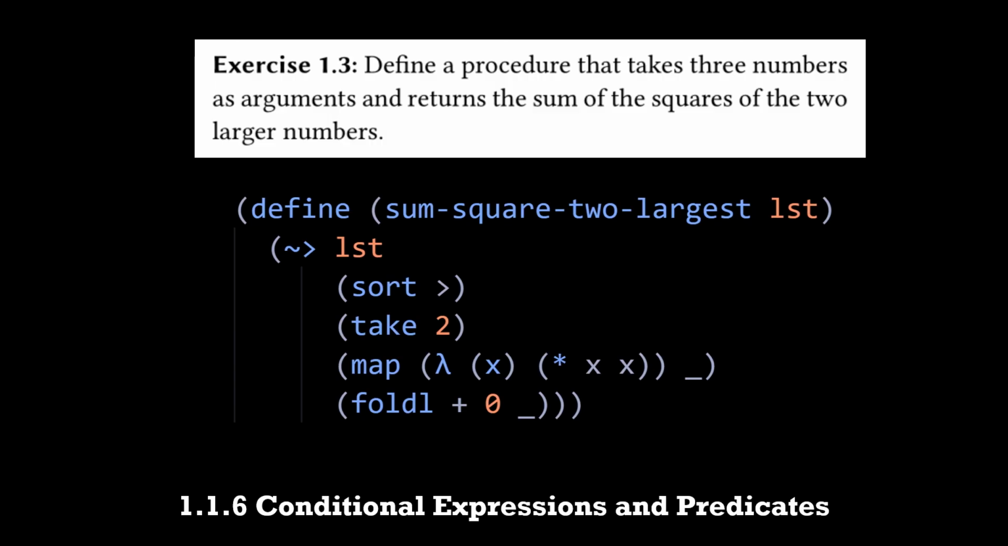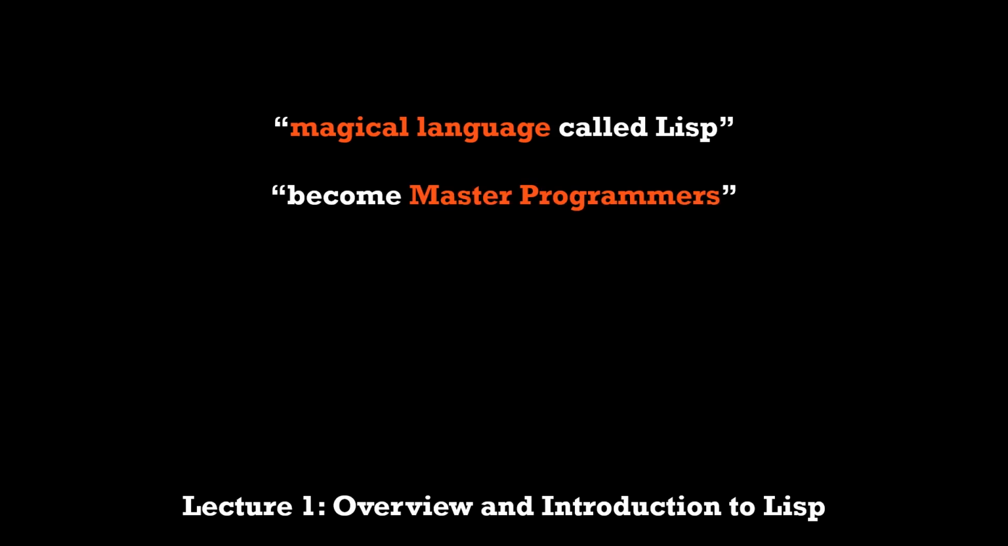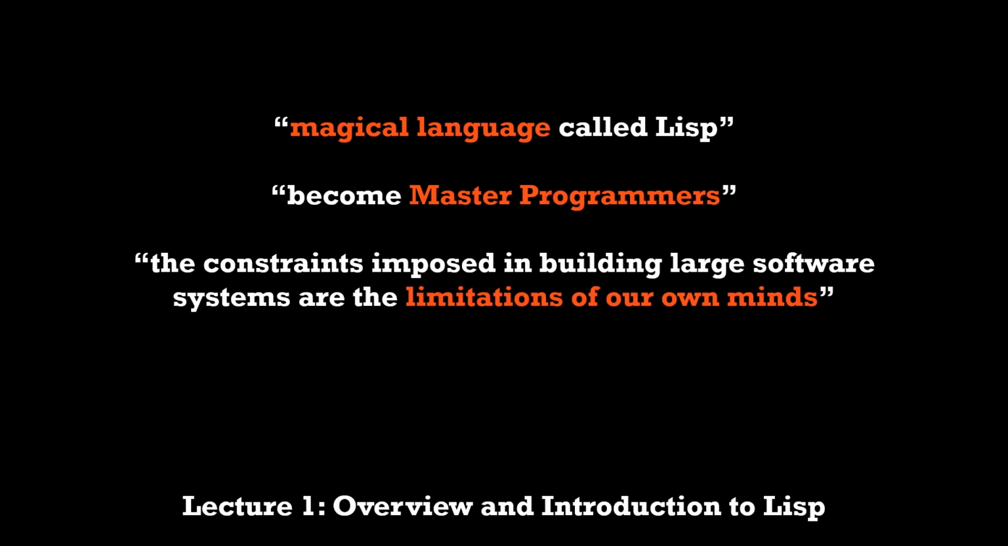And after this is done, I believe I have a couple things to say just about the corresponding lecture to this. So the link, as I mentioned before, is down in the description below for lecture 1 that corresponds to what we covered from the Structure and Interpretation of Computer Programs textbook. The first thing is just some of the quotes that are said towards the beginning of the lecture. And here they are. Magical language called Lisp is the language that we use for this textbook. You can become a master programmer if you really learn the ins and outs of Lisp. The constraints imposed in building large software systems are the limitations of our own minds. I think that's a pretty cool quote to inspire your students.